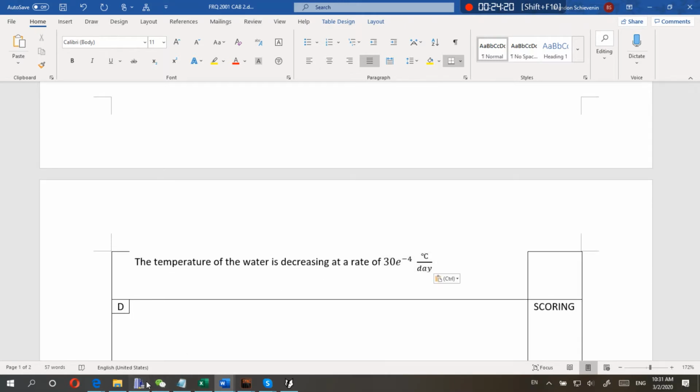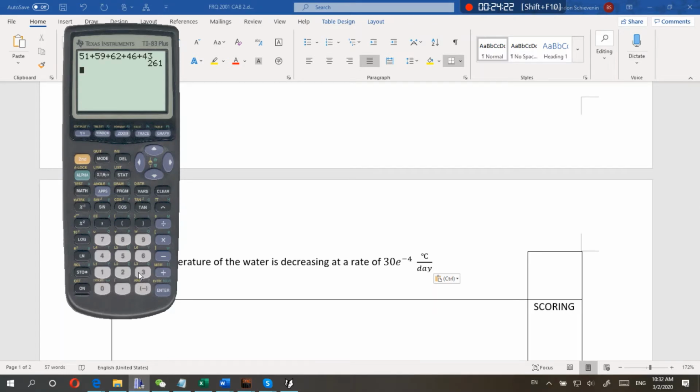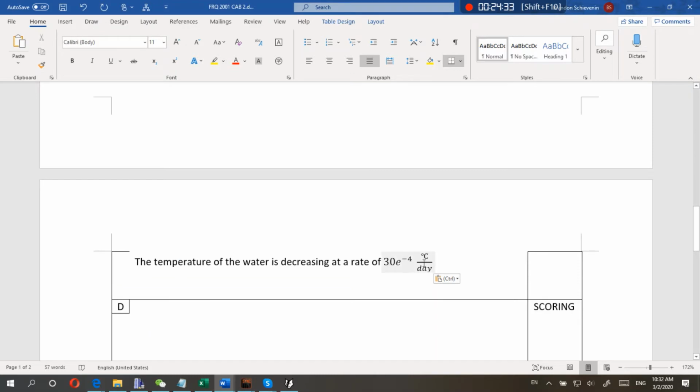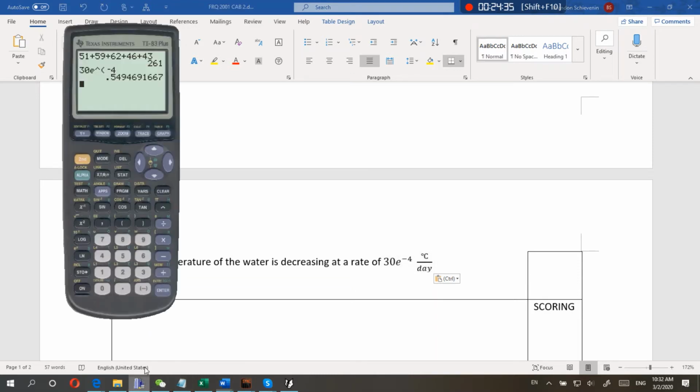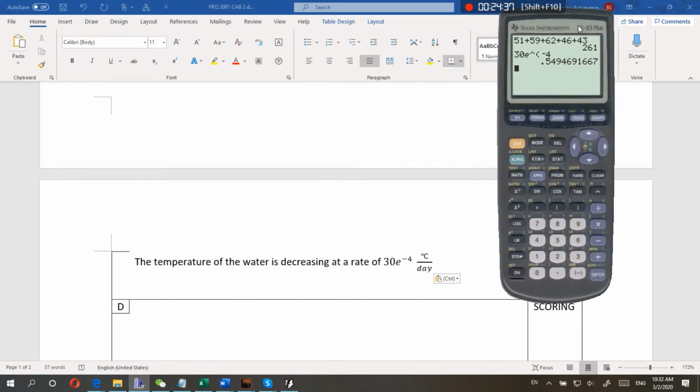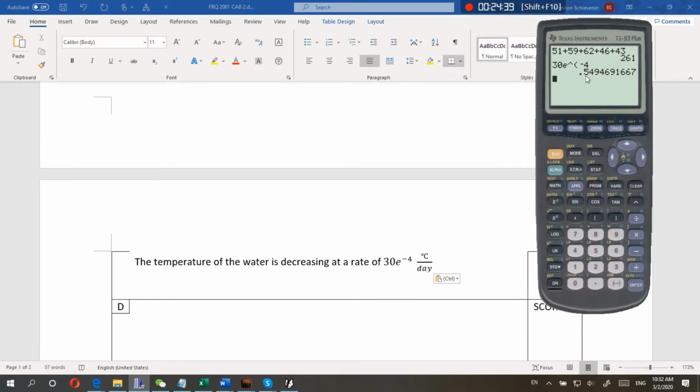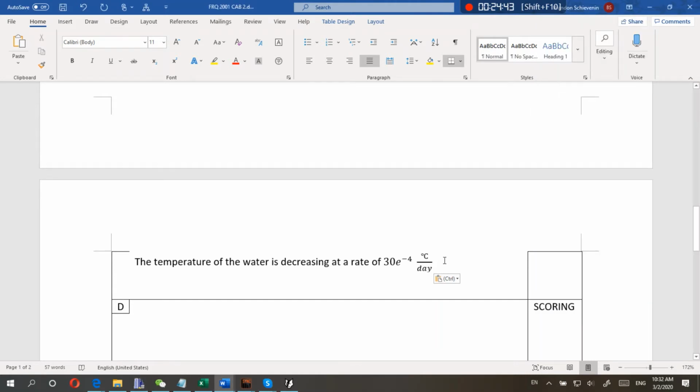Because this is with a calculator, I could probably get a decimal for that. 30 e to the negative fourth is 0.54946. I think I'm going to leave it like this just so we're exact, but I could say the temperature of the water is decreasing at a rate of 0.549 degrees Celsius per day on day 12. Something like that.